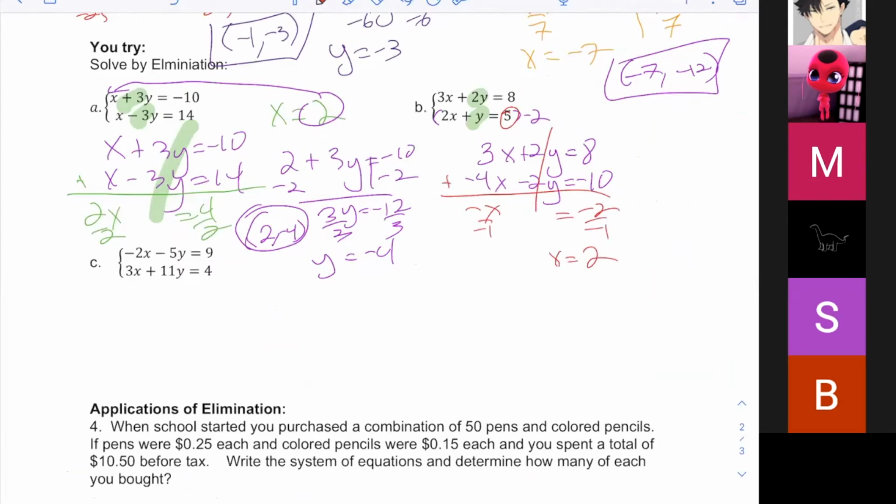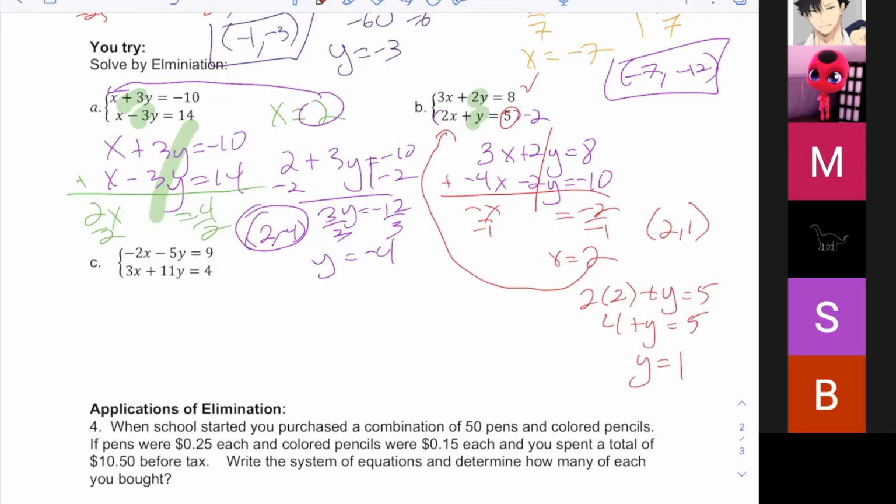And then we substitute it into, it doesn't matter which equation, but I think this one is a little bit easier. So it's 2 times 2 plus y is equal to 5. 4 plus y is equal to 5. Y is equal to 1. All right, so I'm doing my mental check here. 3 times 2 is 6, plus 2 is 8. Yes. 2 times 2 is 4, plus 1 is 5.